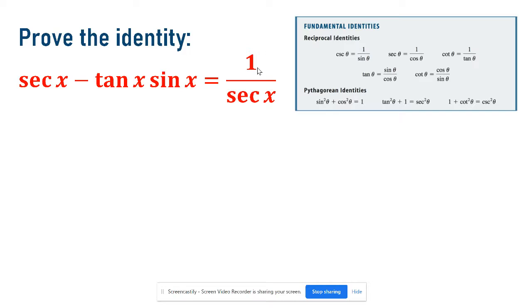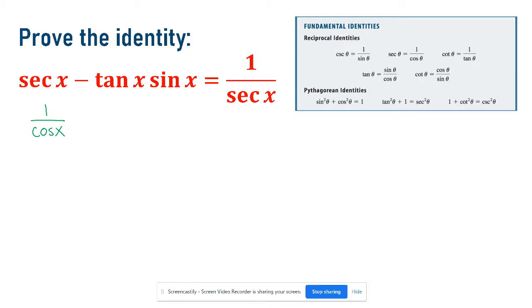So what I'm going to do is take everything I have here and write it in terms of sine and cosine. So secant, we know secant's the reciprocal of cosine. So I'm going to take secant of x and turn it into 1 over cosine of x.